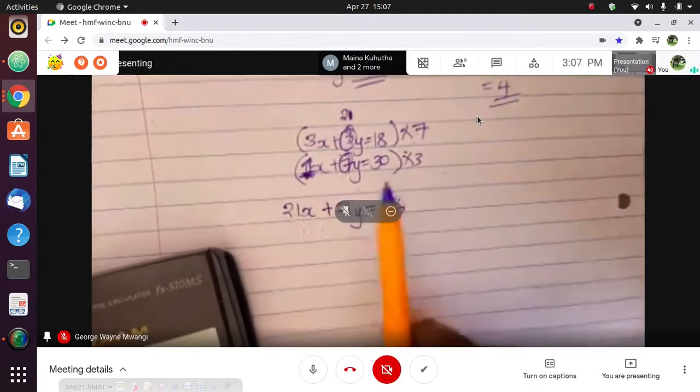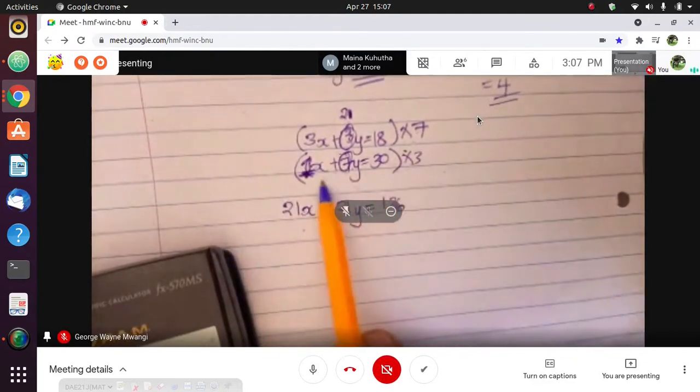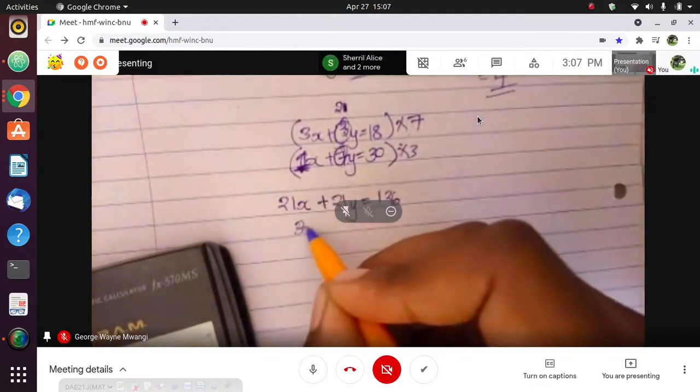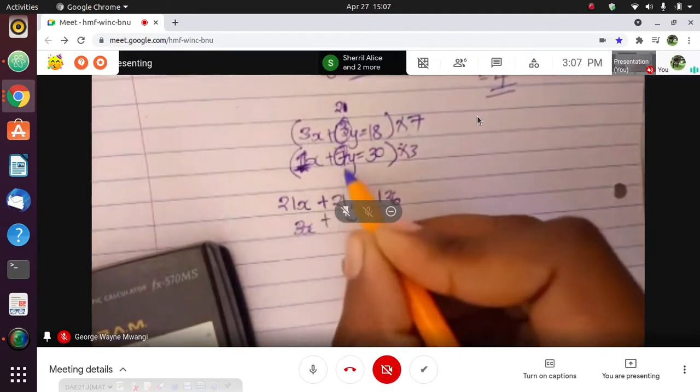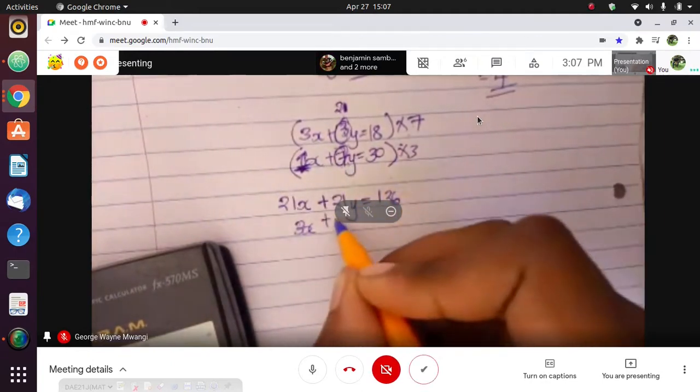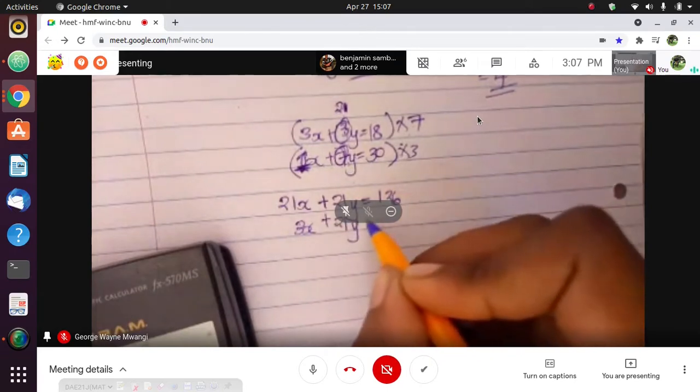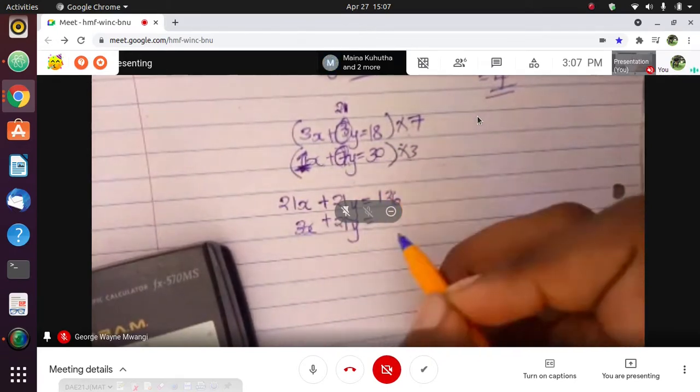We do the same for the bottom. We multiply everywhere by 3. So x times 3 gives us 3x, plus 7y times 3 gives us 21y, is equals to 30 times 3, which gives us 90.